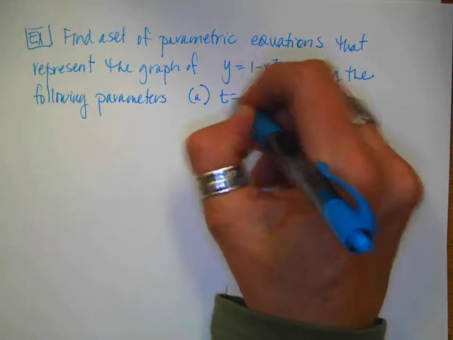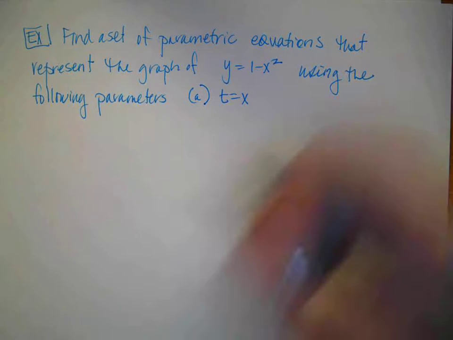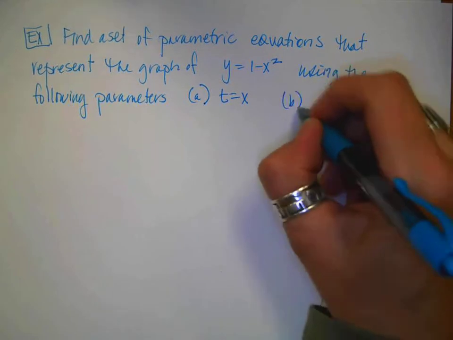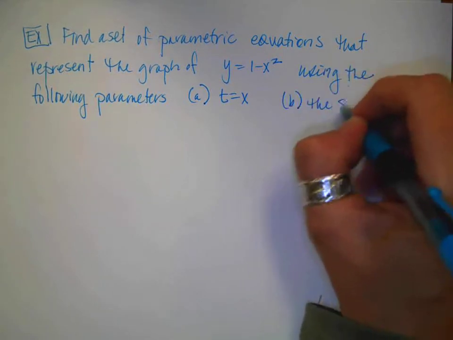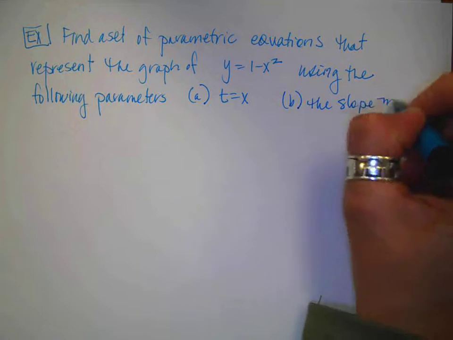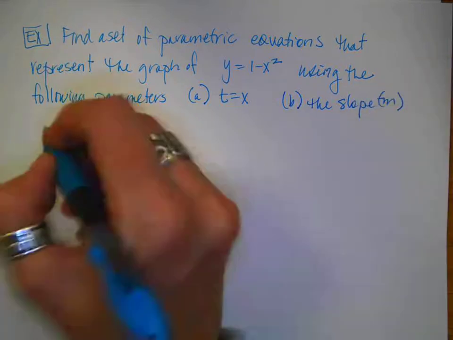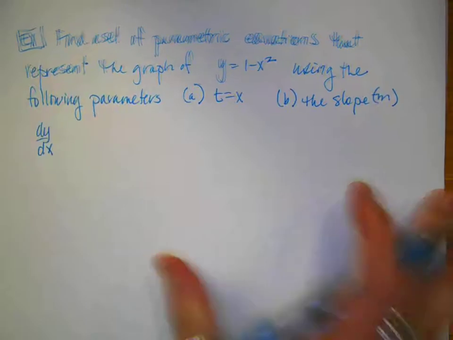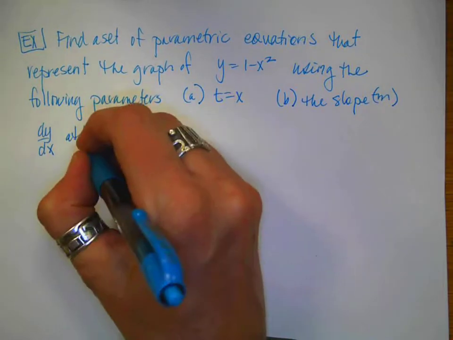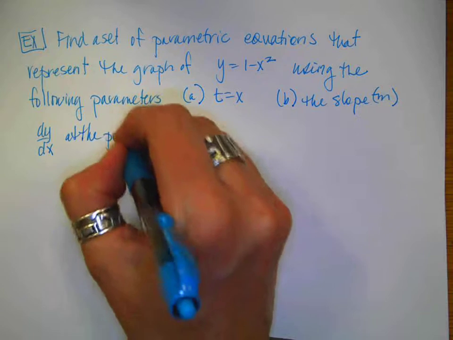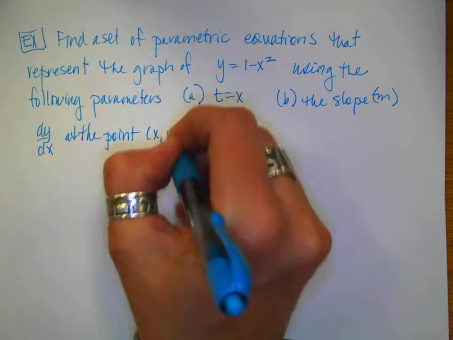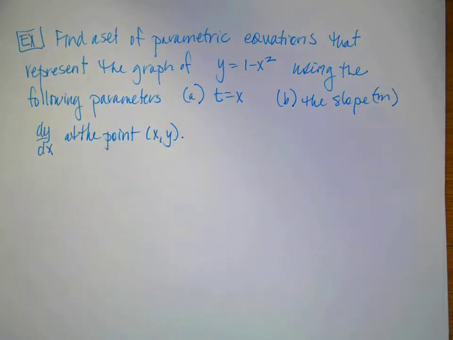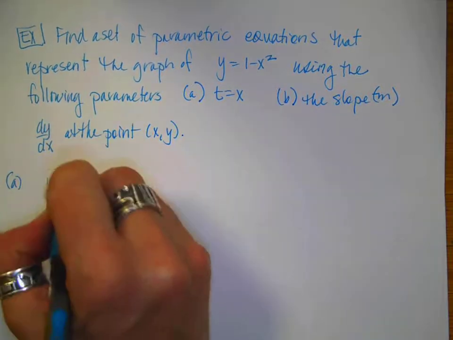Okay, so in A, the parameter that I'm going to use is t is equal to x. And then we're going to do the problem again, and we're going to say that the slope, remember slope is m, is going to be dy dx. There's a little bit of calculus at the point xy. All right, so let's do A first.